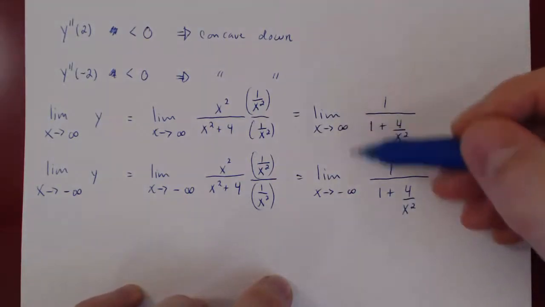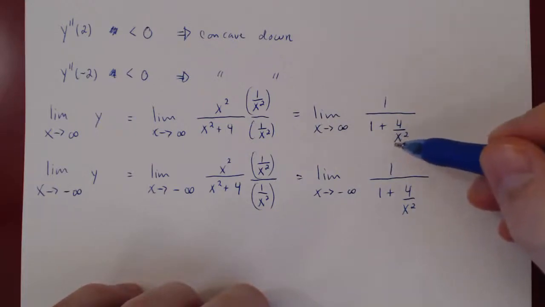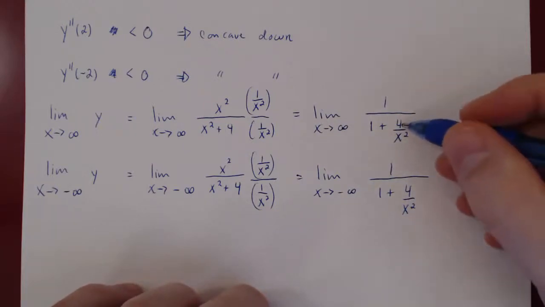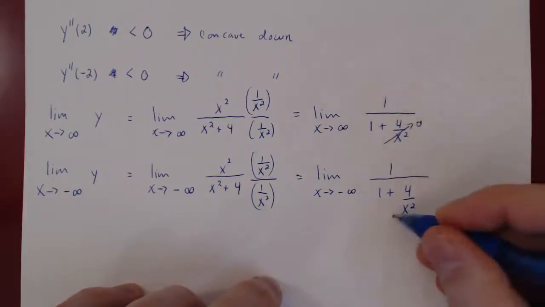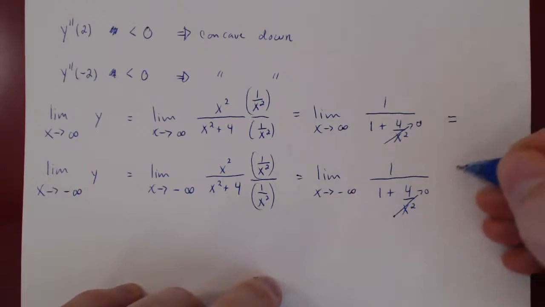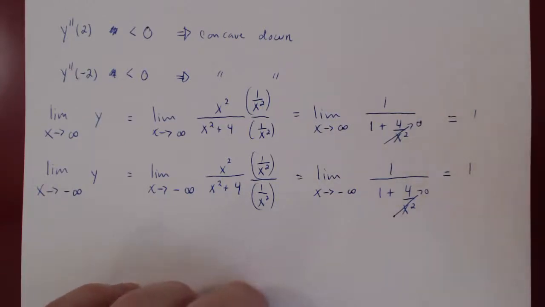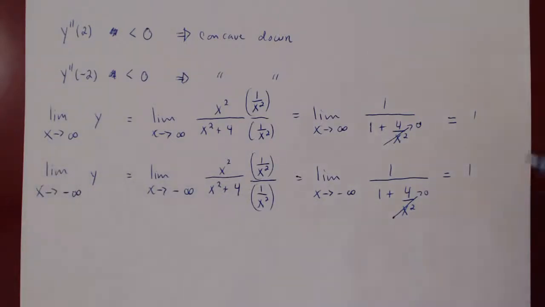As x goes to positive and negative infinity, because we are squaring, x squared also goes to positive infinity. Therefore, 4 over x squared will be shrinking to 0. And we're left with 1 over 1. So in both cases, the limit is 1. So you see, as x approaches positive and negative infinity, y approaches 1. So y equals 1 is a right and a left horizontal asymptote.